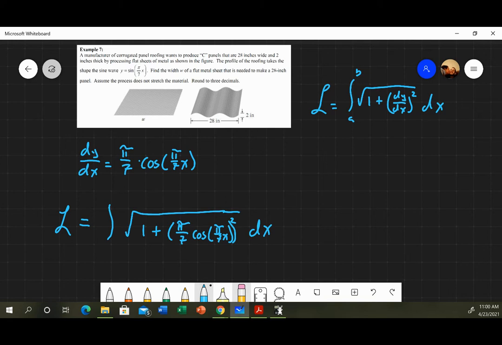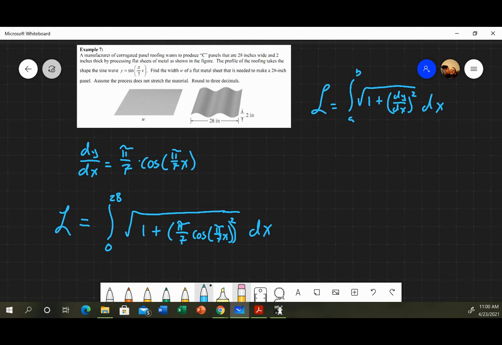Well, they have a 28-inch long sheet or panel. They want to know how big the flat sheet has to be. They want to know the length, the arc length of that sheet. So we want to go from 0 to 28 inches along this wavy function. We want to know how long we're traveling along this, okay?